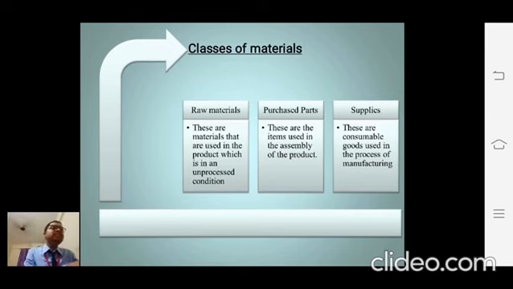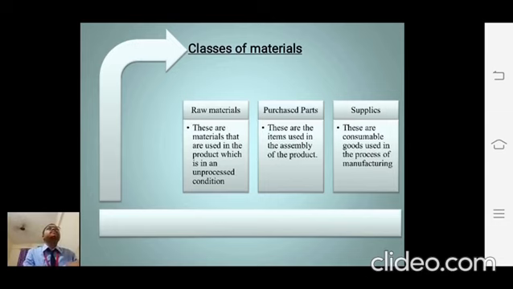What are purchase parts? These materials are used in the deployment phase. It means you use this IC to mount on a PCB, you mount some capacitors on it, and so on. So these are the purchase parts. And the last one is supplies.